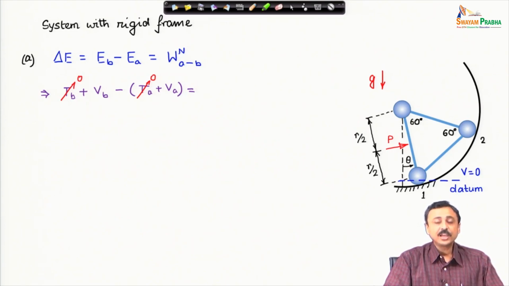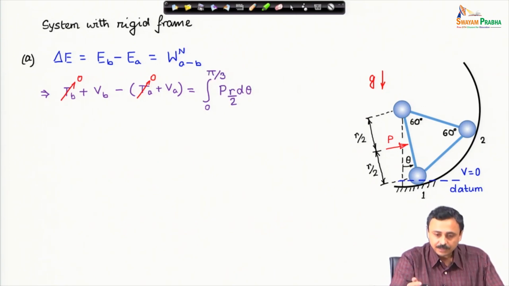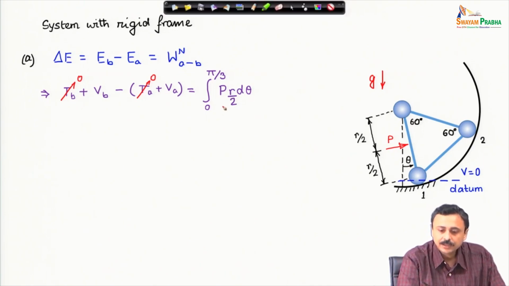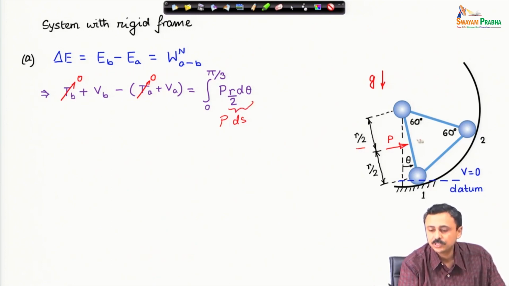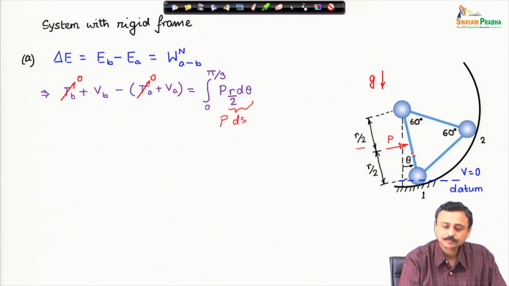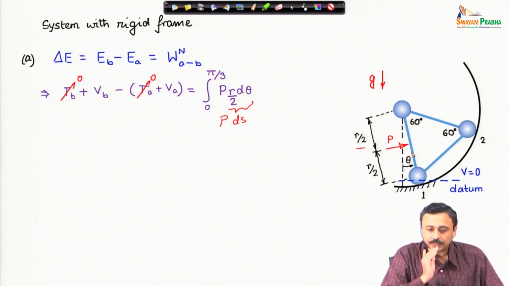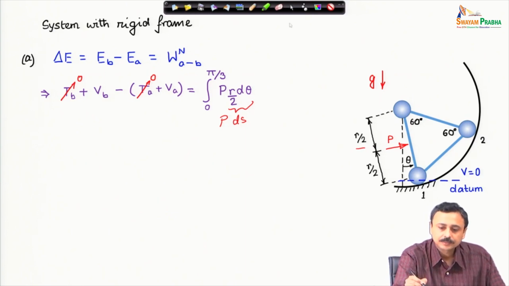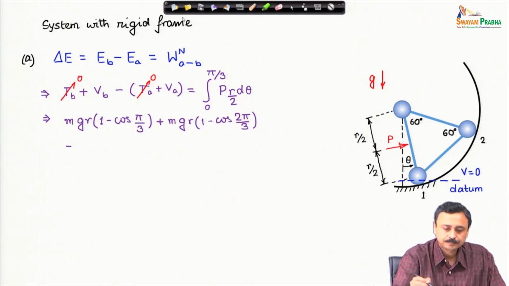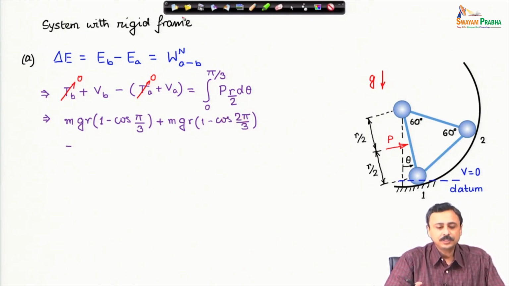This change in the total energy, which is essentially the change in potential energy of the system in states B and A, is equal to the work done by the applied force. The work done by the applied force you can easily calculate: it is P times ds. This ds I write as r by 2 d theta, so r by 2 d theta is ds. Now, we are going to write down the expressions one by one.